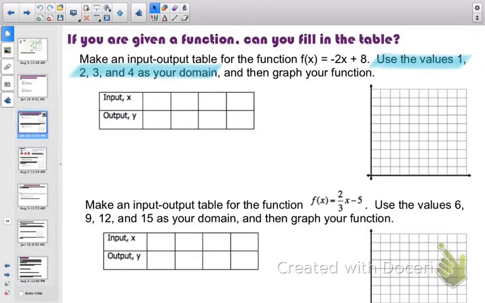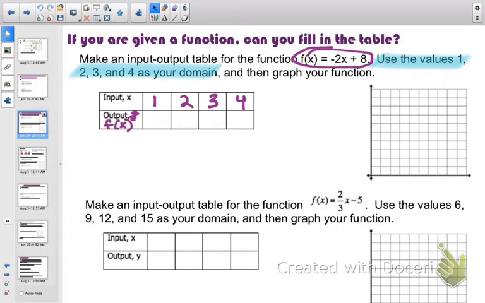This is the second video for topic 3, and we're starting with given a function, filling out a table, and then graphing. So we're given the function negative 2x plus 8, and we're using the domain of 1, 2, 3, and 4. So I'm going to plug those in for my input. Now to find my output, we're given function notation.